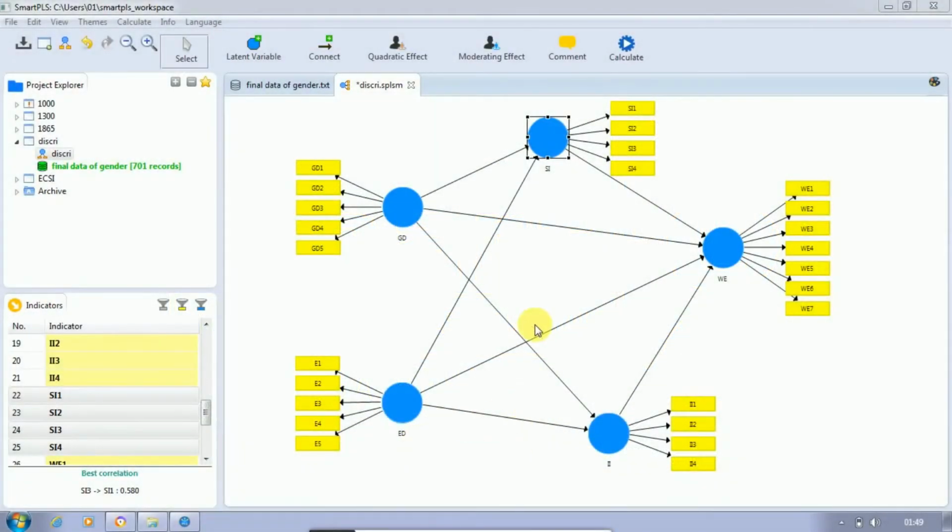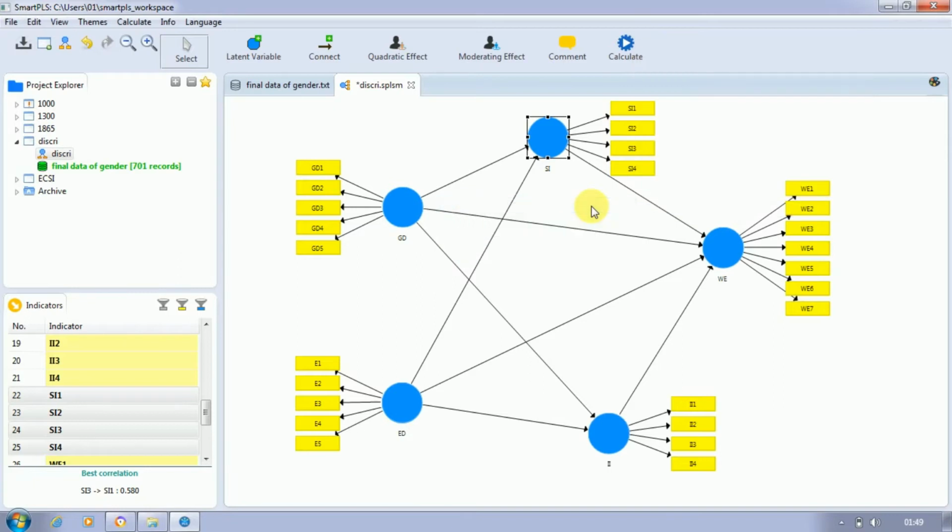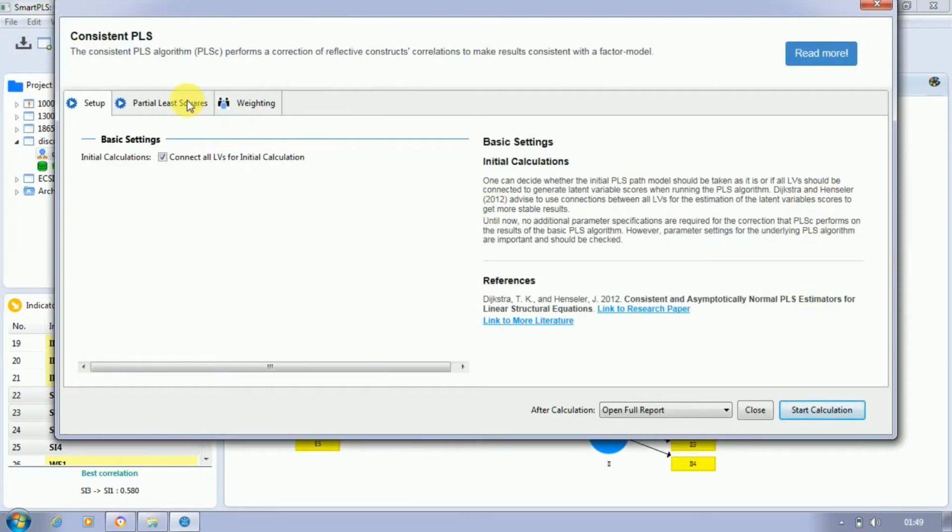In this session we are going to discuss how to run the structural model. When measurement model assessment is satisfactory, the next step is to evaluate the PLS results in assessing the structural model. So first we need to run our consistent PLS algorithm, as we have a reflective model and we also want more robust results. So let's go to Partial Least Squares.